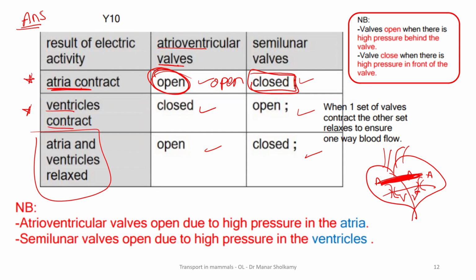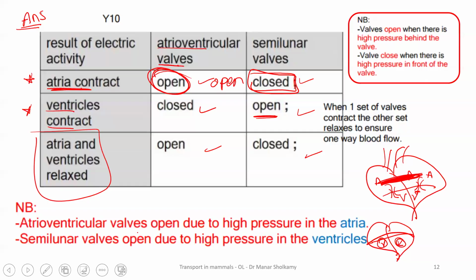Now, when the ventricles contract, again, always draw the picture of the heart in your head, and the ventricles are contracting. So I have high pressure in the ventricles. High pressure in the ventricles will cause which valves to open? The atrioventricular or the semi-lunar valves? Semi-lunar. The semi-lunar valves will open.